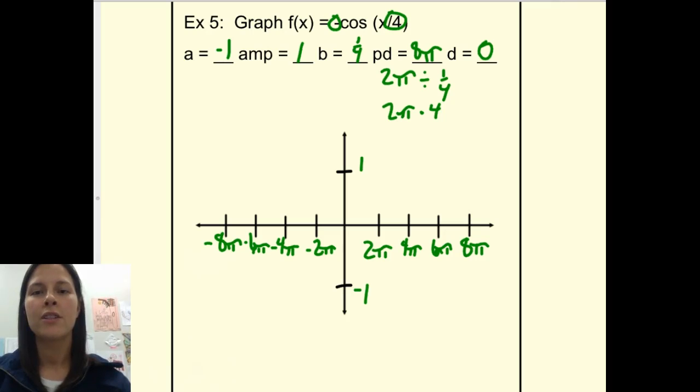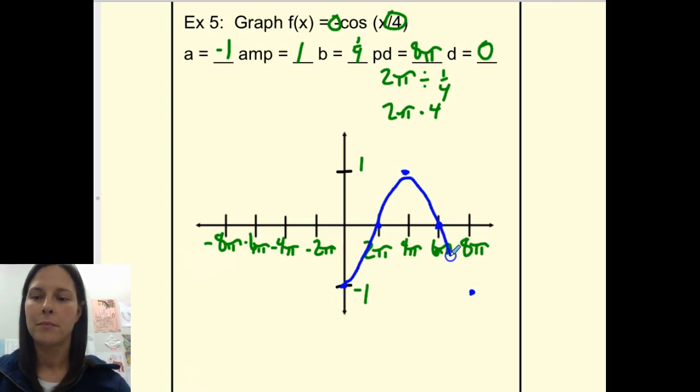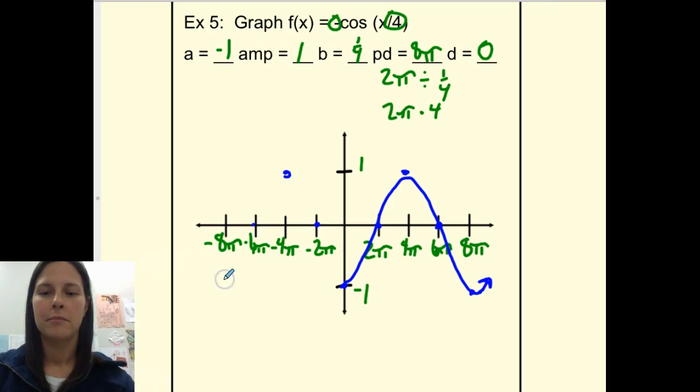Graphing our cosine function typically starts at its maximum value. With our vertical reflection, our cosine will start at the minimum value, back to 0, maximum, back to 0, minimum off to the right. And it will do the exact same thing off to the left, up to the 0, maximum, back to 0, back to minimum.